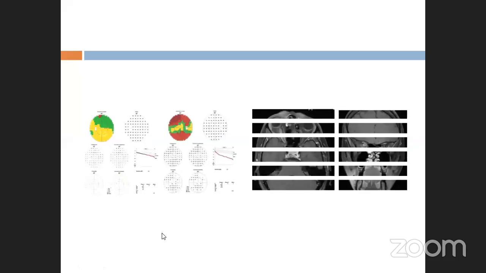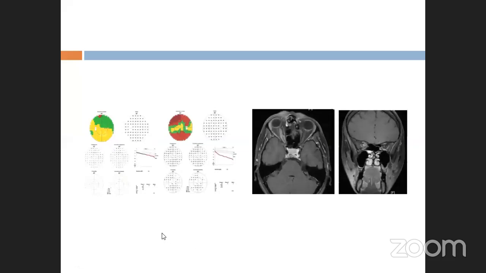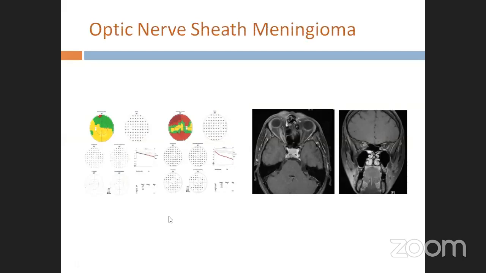visual field is normal. And then we send the patient for neuroimaging, orbit and brain with contrast, fat suppression. We have here, shows enhancement of the right optic nerve, thickening of the optic nerve sheath, and also in the coronal, there is severe thickening, enhancement of the right optic nerve sheath. So this could be an optic nerve sheath meningioma.